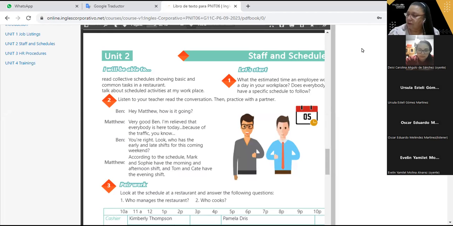Hey, Matthew, how is it going? Very good, Ben. I'm relieved that everybody is here today because of the traffic, you know? You're right. Look, who has the early and late shift for this coming weekend? According to the schedule, Mark and Sophie have the morning and afternoon shift, and Tom and Kate have the evening shift.